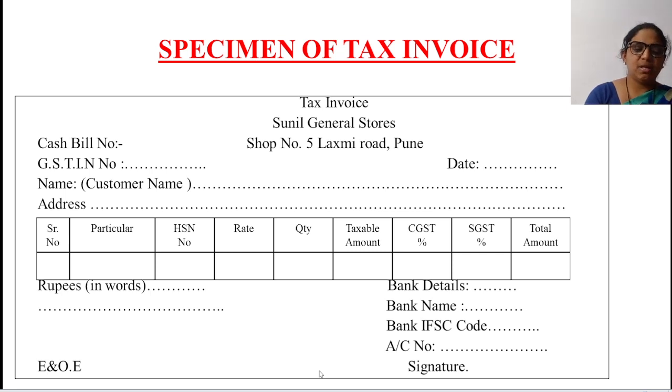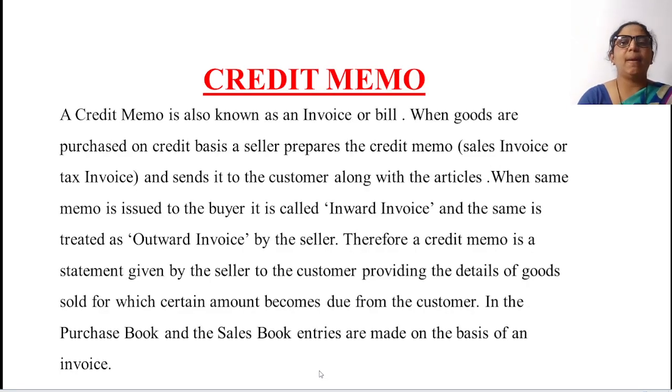So always remember, a tax invoice is a document prepared by a seller to inform the buyer about the details which I said right now: quantity supplied, rates, terms, CGST, SGST, and if trade discount is given, etc. And it is always sent by a seller to the buyer when the goods are supplied by him. So we have seen the tax invoice meaning as well as the specimen of a tax invoice. Further, we will see about the credit memo.